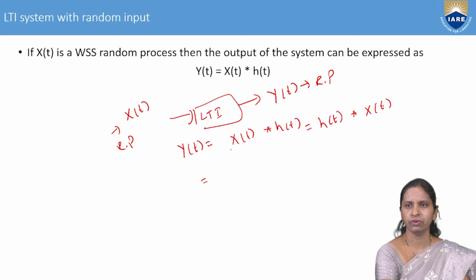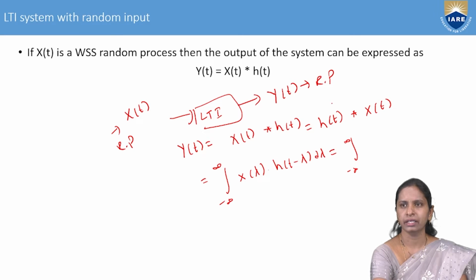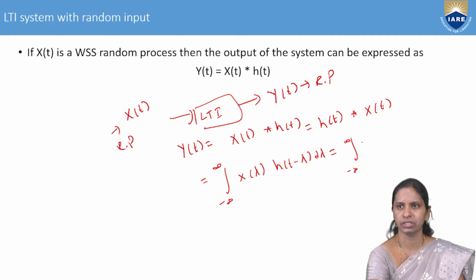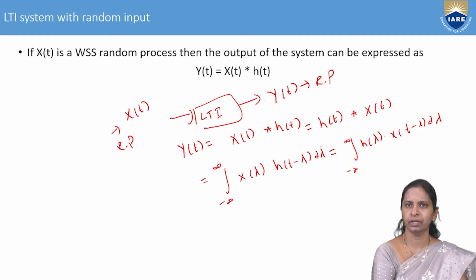What is the formula for convolution? What we have seen: the integral from minus infinity to infinity of x of lambda into h of t minus lambda d lambda. Or else you can write it as, since it satisfies the commutative law, x of t convolution h of t is equal to h of t convolution x of t. The formula for h of t convolution x of t is the integral of h of lambda into x of t minus lambda d lambda. So these two formulas are the same, you'll get the same value.